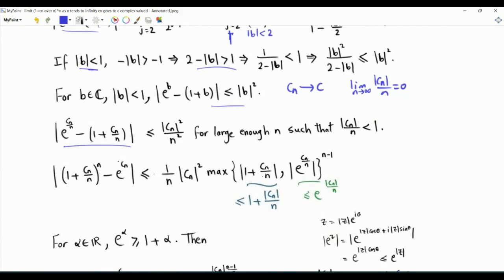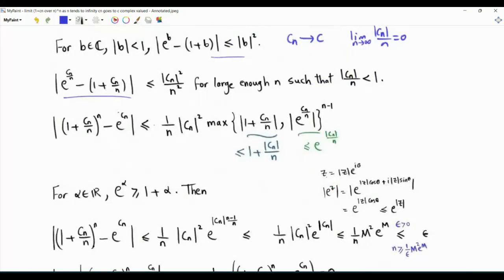The magnitude of 1 plus cn over n, by the triangle inequality, is less than or equal to 1 plus the magnitude of cn over n. Now, the magnitude of e to the cn over n is less than or equal to e to the power of the magnitude of cn over n.